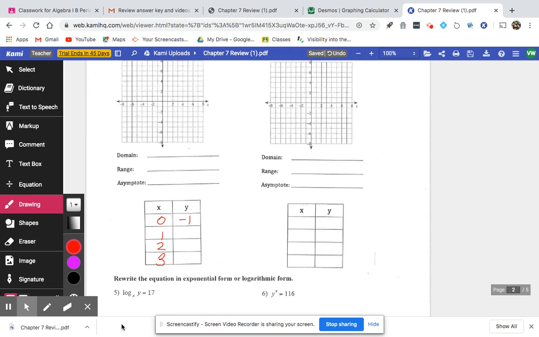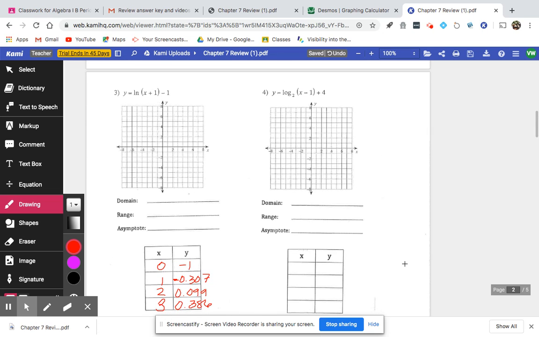So when you plug in 0, you get -1. When you plug in 1 into your function, you get -0.307. When you plug in 2, you get 0.099. When you plug in 3, you get -0.386. And that's supposed to be a minus right there. Cool. So that's what I got when I plugged in those numbers. Again, I'm just using a calculator. It's just going to be easier.